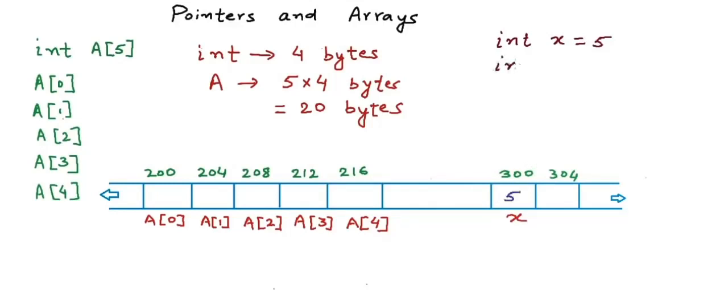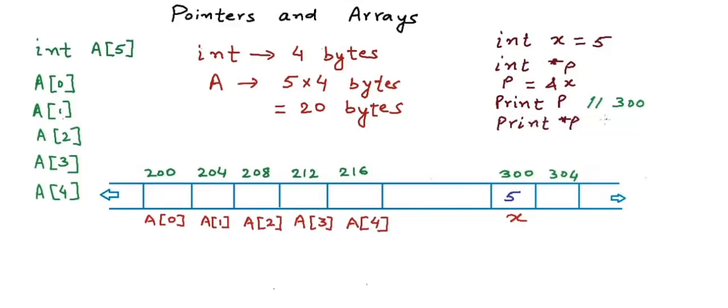Now let's say I have a pointer to integer p, and in p I store the address of x. If we print p, then the value in p would be 300, so this statement will print 300. And if we dereference p and try to print the value stored at this location, then the value would be 5.